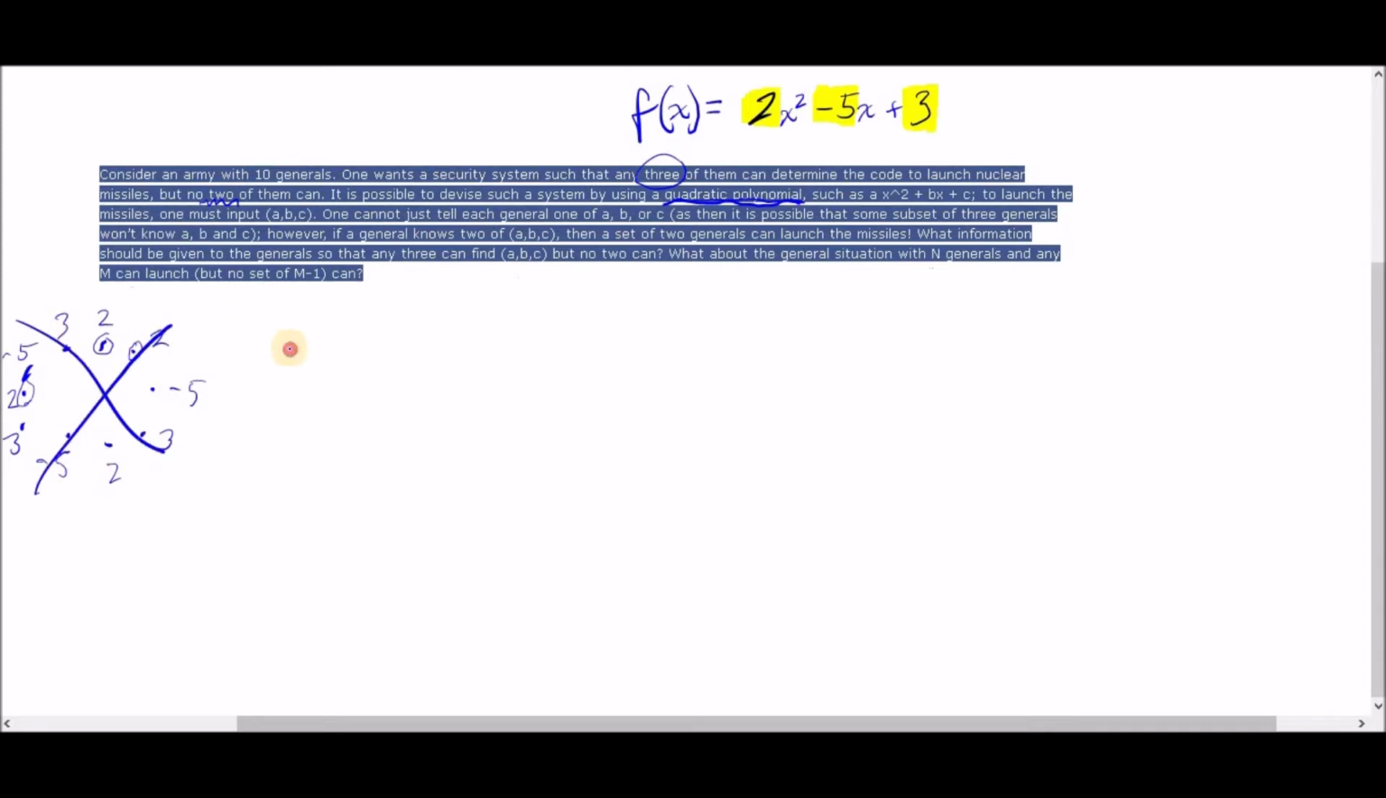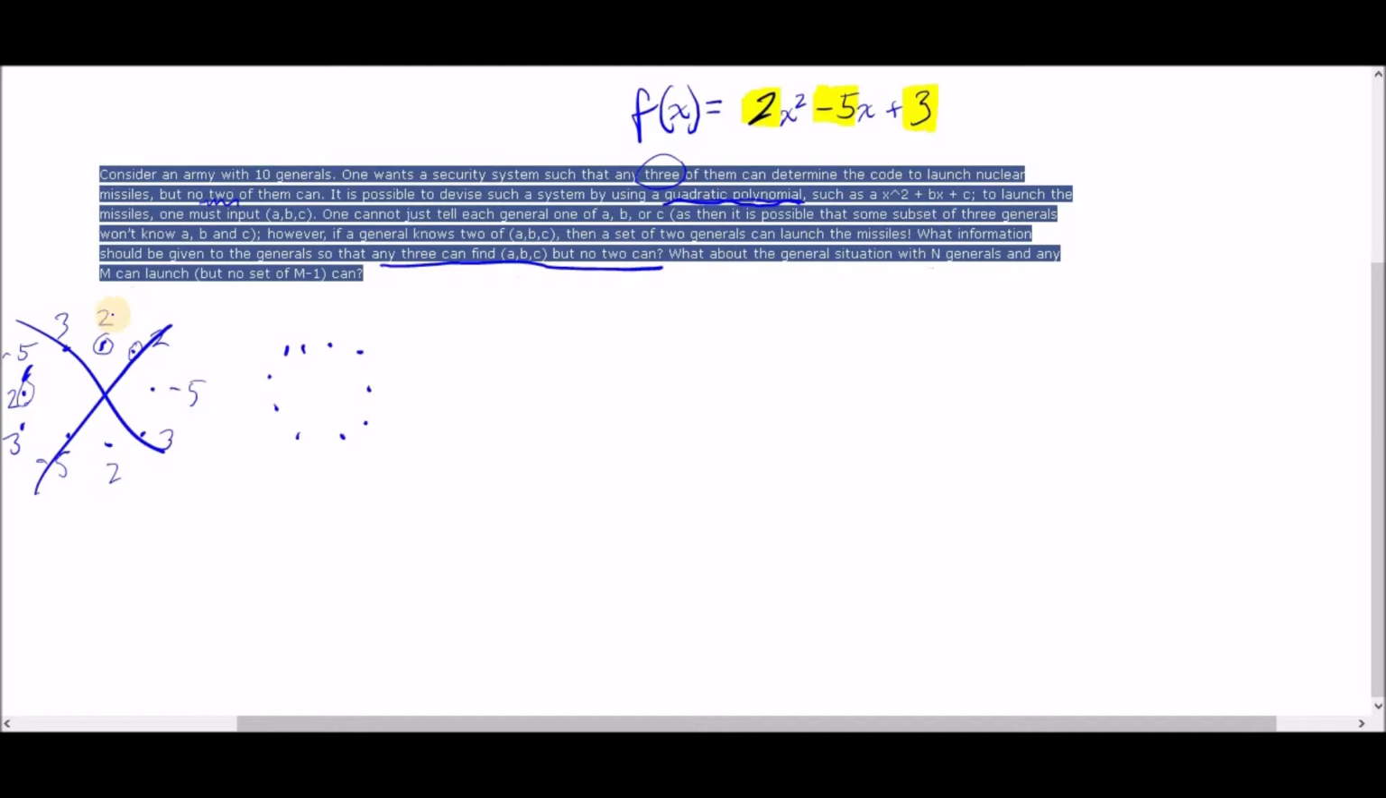This is a no-go. So let's regenerate these generals. 1, 2, 3, 4, 5, 6, 7, 8, 9, 10. We've got to give them something that's going to work here. But the big hint here is quadratic. So we'll see in a moment how we can do this. If a general knows 2 of A, B, C, then a set of generals can launch the missiles. What information should be given to the general so that any 3 can find A, B, C, but no 2 can? Any 3 can find it, but never 2.